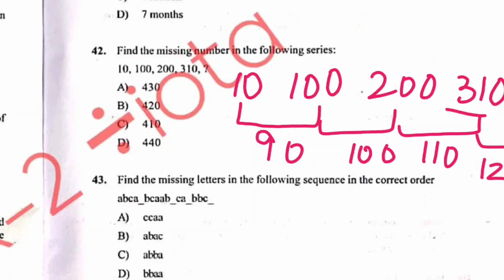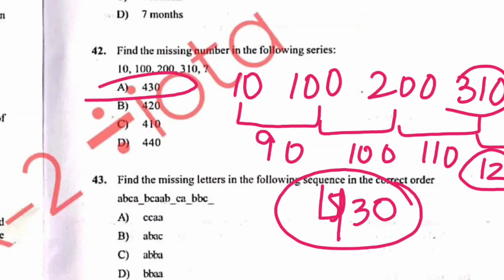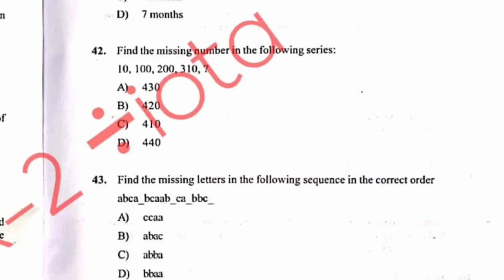So we have 310 plus 120, that means the next number must be equal to, we have 0, then we have 3, 3 plus 1 is 4, so the next number in the series should be equal to 430. So the correct option should be A option.